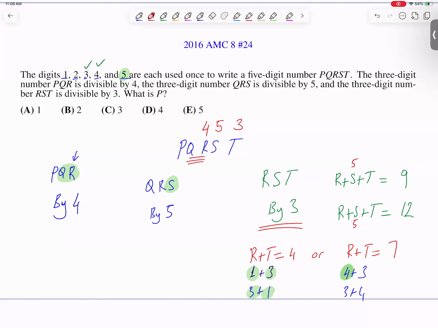And now QR has to be a multiple of 4. We can have 24 only, but 14 is not a multiple of 4. It has to be 24. And the only option left for P has to be 1. Answer is option A.